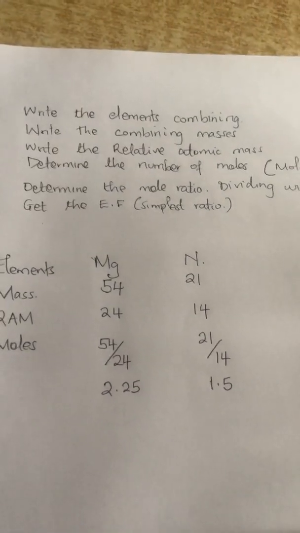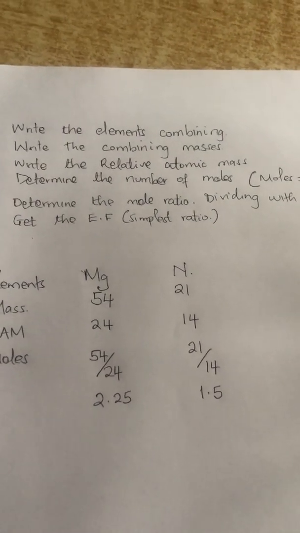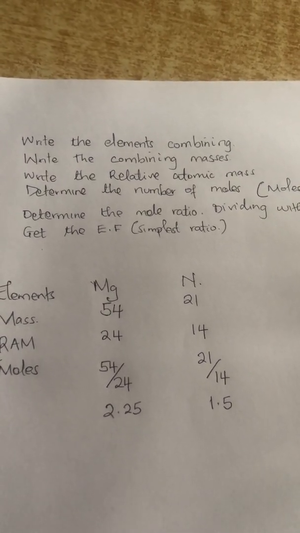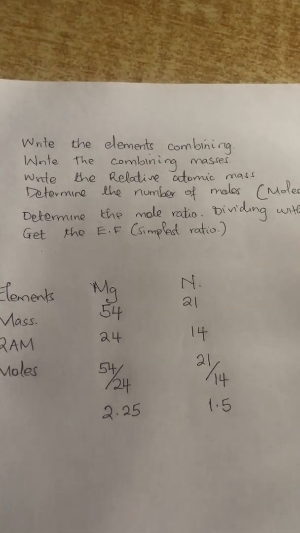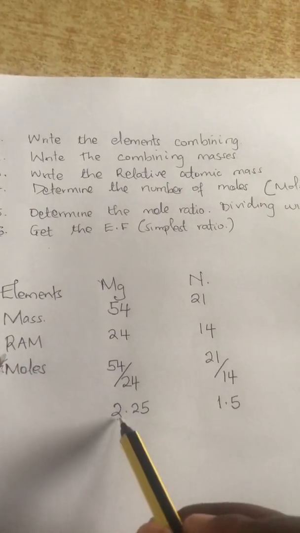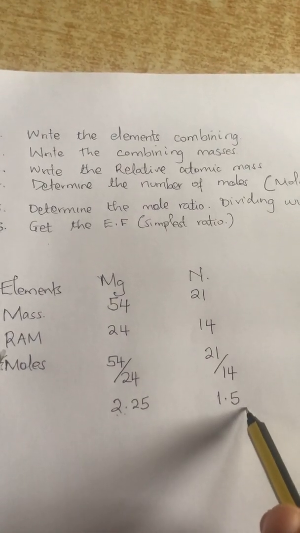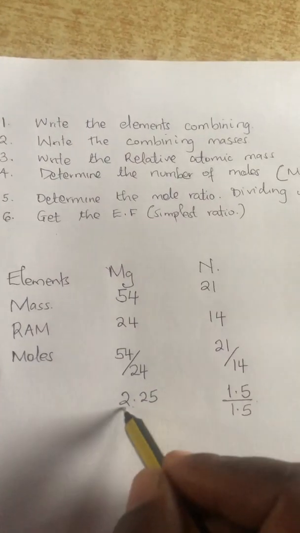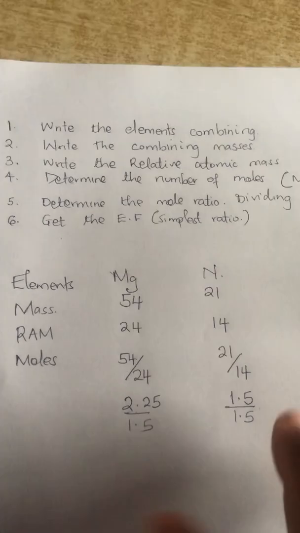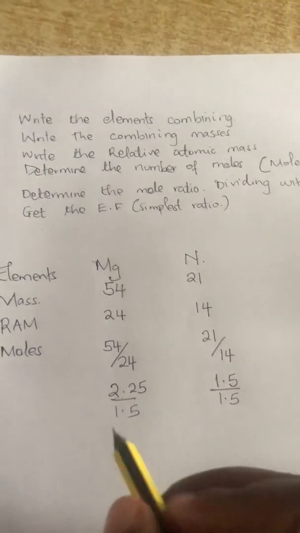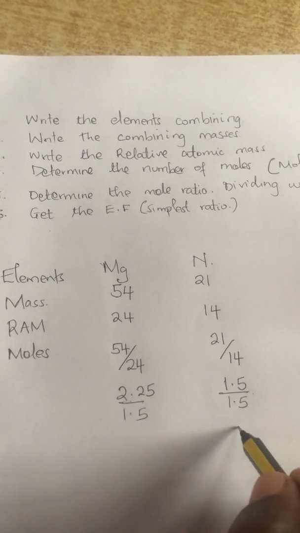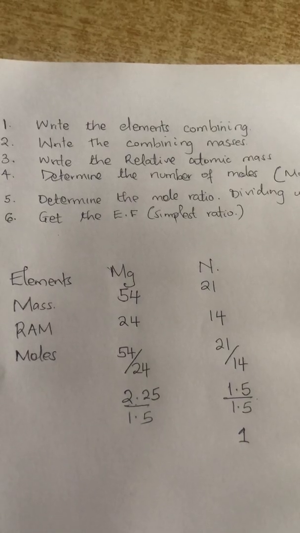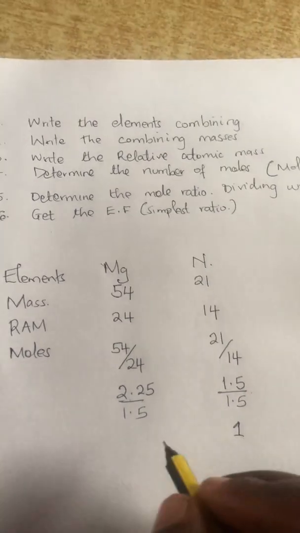Those are our moles. To get the mole ratio, we divide these moles with the smallest. So between these two, 2.25 and 1.5, the smallest is 1.5. So it means we divide both by 1.5. So our mole ratio will be, let's start with this one. Press your calculator, 2.25 by 1.5, you will get 1.5.